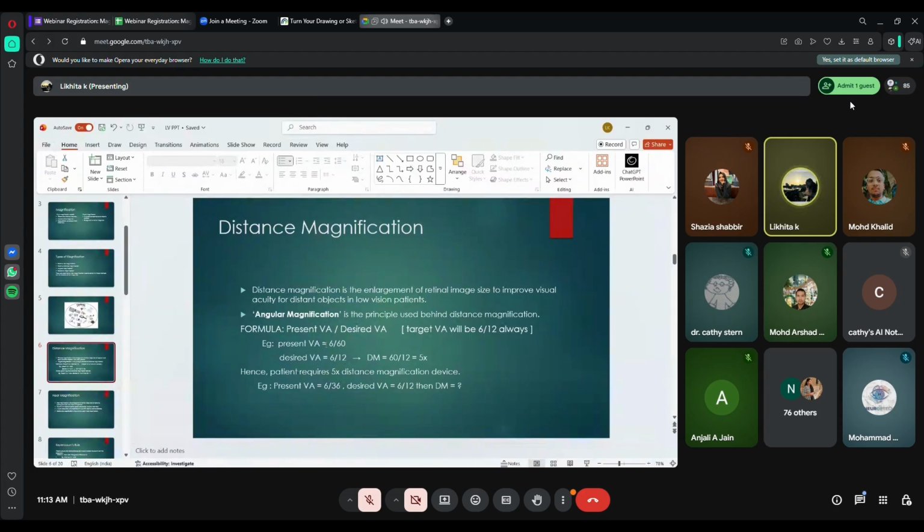So, for example, if the patient's present visual acuity is 6 by 60, then the target visual acuity will be 6 by 12. If we calculate this, then the distance magnification will be 60 divided by 12 equals 5. In this case, the patient requires 5x distance magnification to achieve the 6 by 12 vision target. And hence 6 by 12 is not always the considered visual acuity because it may vary from patient to patient.